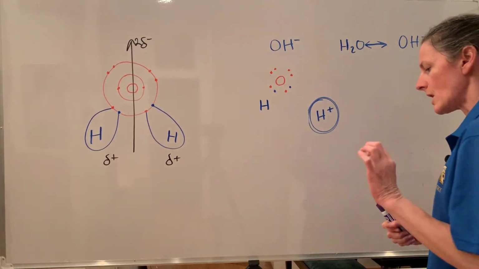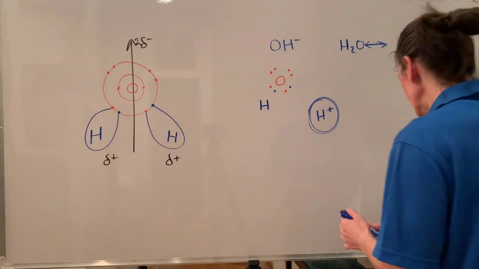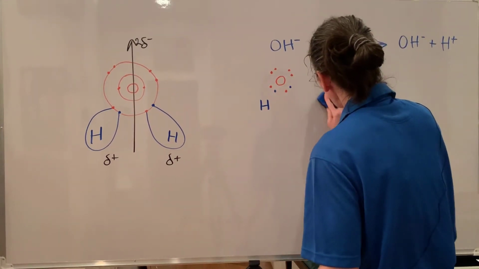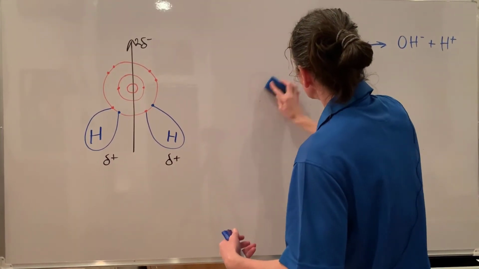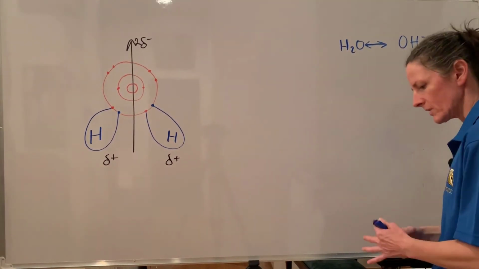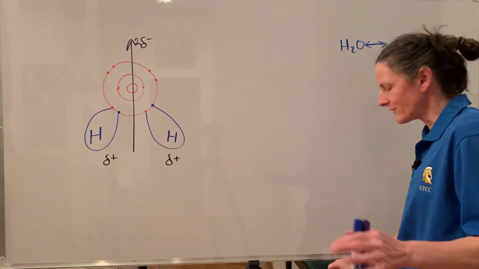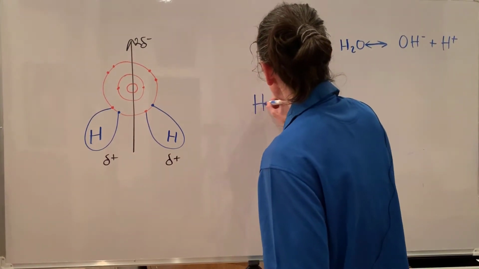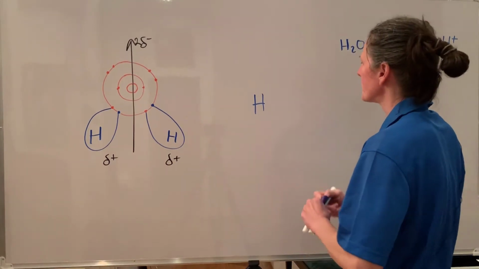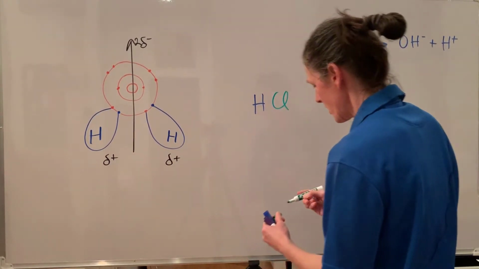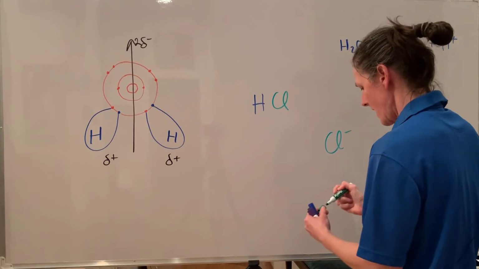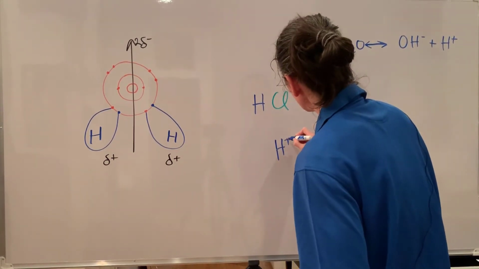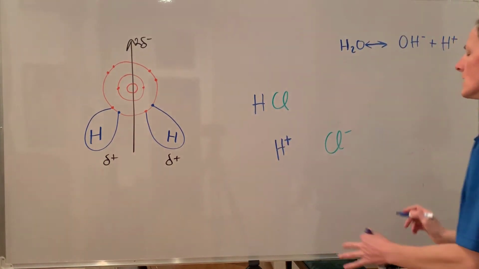Now, if we look at other acids and bases, we will see that they change the pH because they will add to the hydrogen ion concentration if they're an acid. So let's look at a very strong acid. Let's look at hydrochloric acid. Hydrochloric acid is hydrogen and chlorine. And if you put this in water, it will dissociate into chloride ion and hydrogen ion. And this will dissociate completely.